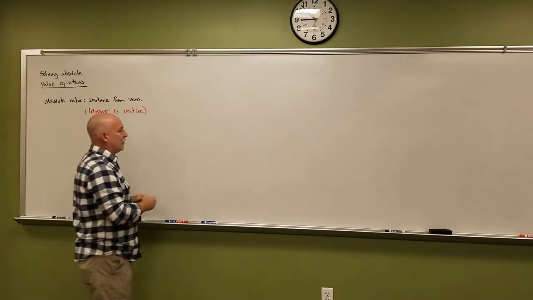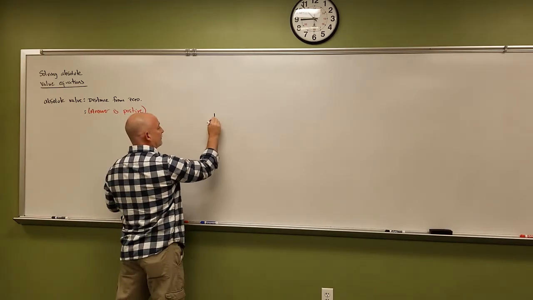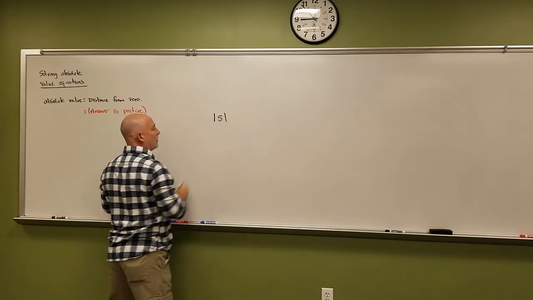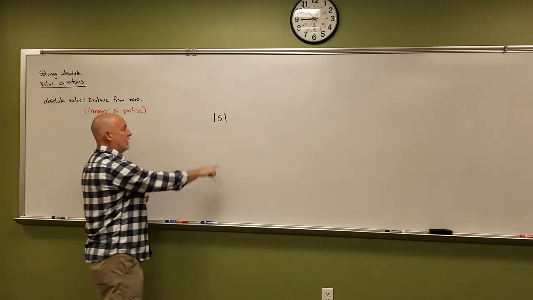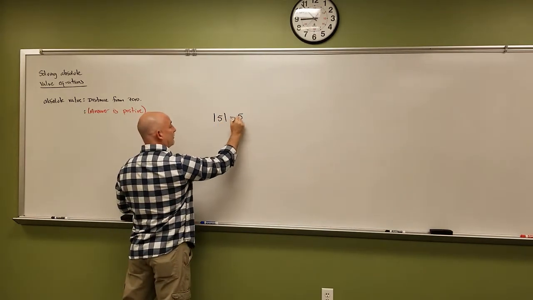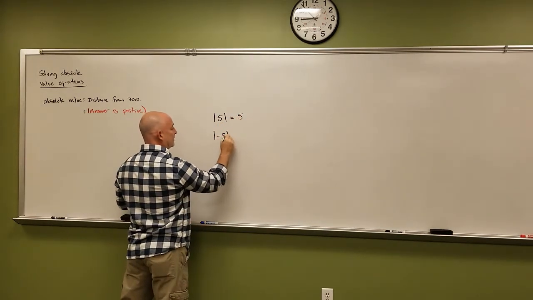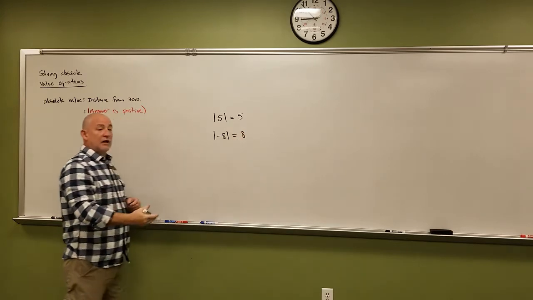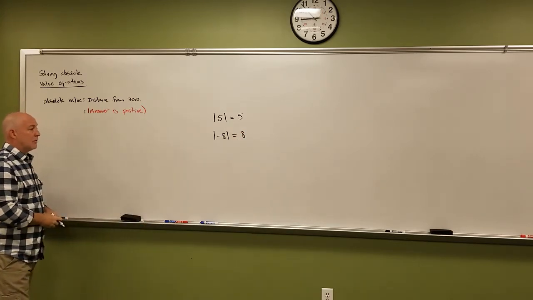So, very simply, I'm guessing we've all seen the straight up and down bars we use for the absolute value. So, the absolute value of 5, of course, would be 5. And the absolute value of -8 would be 8, right? Because -8 is 8 steps away from 0.